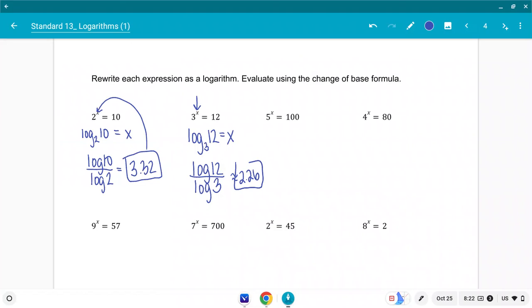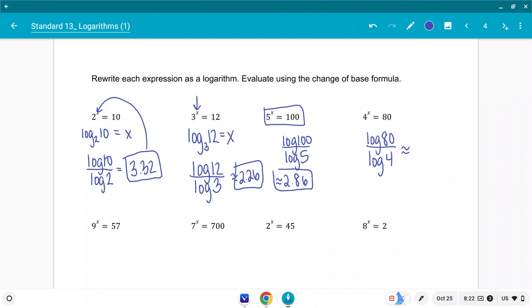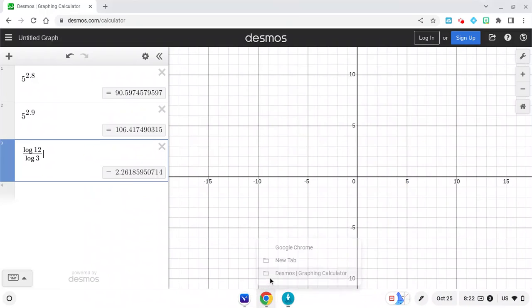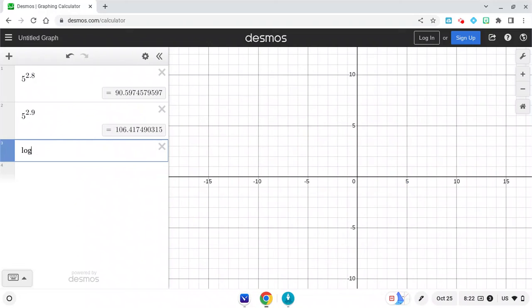Feel free, you guys, to pause the video. Oh, we already did this one, didn't we? What was that? We had to type in log 100 over log 5. And didn't we get 2.86 approximately? I think we did. Log 80 over log 4. So what is the exponent on that 4 so that we get 80? 3.16.